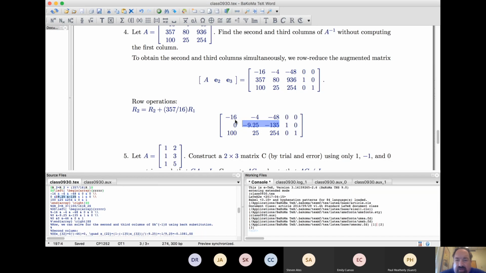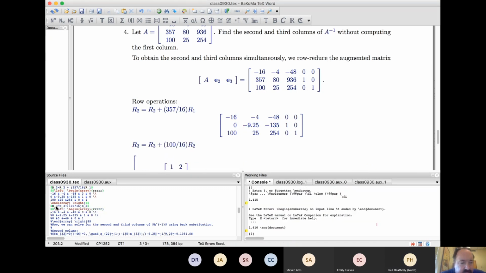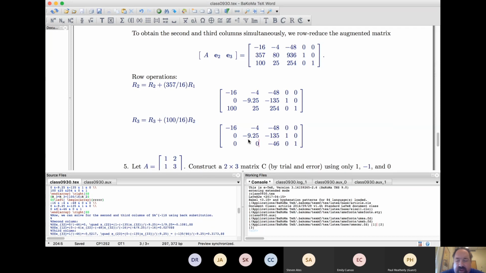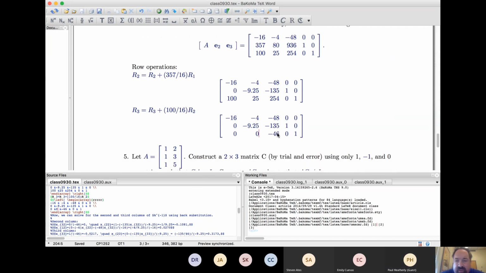Here we add 100 over 16 times the first row to the third row to eliminate this entry. But what's interesting is performing that row operation to eliminate this entry also happened to eliminate this one. So what happens is now the matrix is already reduced to echelon form, at least. Not reduced echelon form, just plain echelon form.